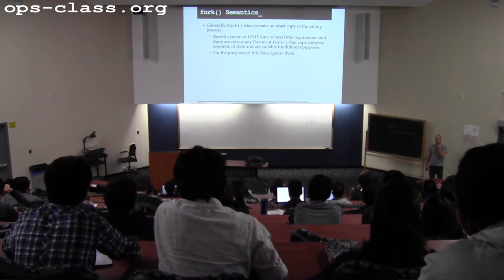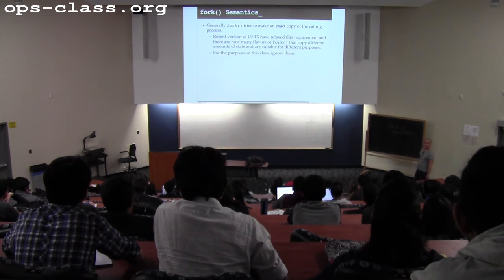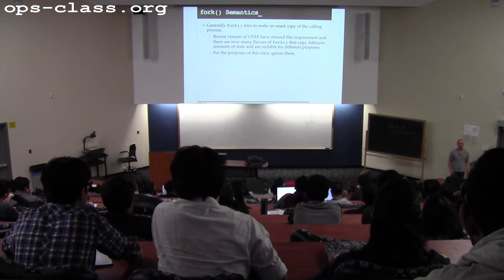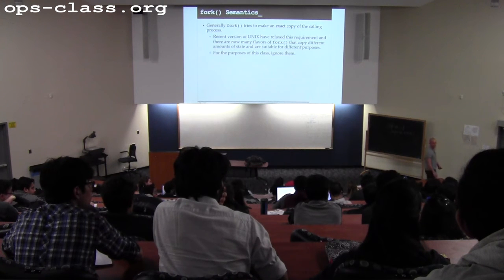So in general, again, fork tries to make an exact copy of the process that created it. So when you call fork, if you're bash, and bash calls fork, which it does, will the file table be the same? Yeah, let me get to that in a minute.